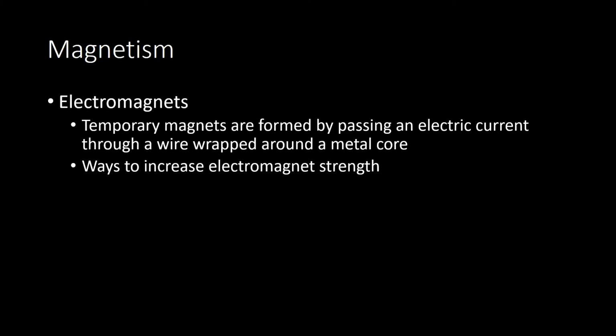Just make sure you don't leave it there too long, because if you do, it does start to heat up because there's not a whole lot of resistance there. And so you're going to end up getting burned, and we don't want you to do that. So how can you increase the strength of your electromagnet? You can increase the number of turns of wire. So the more times you wrap the wire around the nail, the stronger the electromagnet becomes.